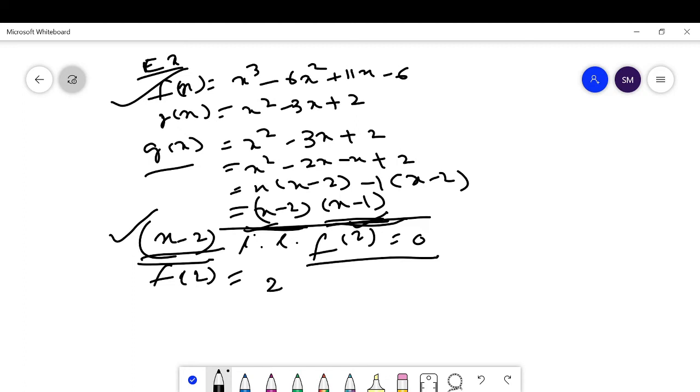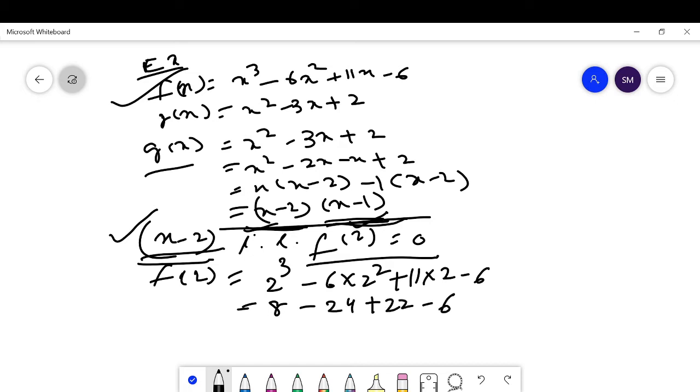f of 2: in place of x, put 2. This is 2 cube minus 6 into 2 square plus 11 into 2 minus 6, which is 8 minus 24 plus 22 minus 6. This is 0. Here we get f of 2 is equal to 0, which shows that x minus 2 is a factor of f(x).